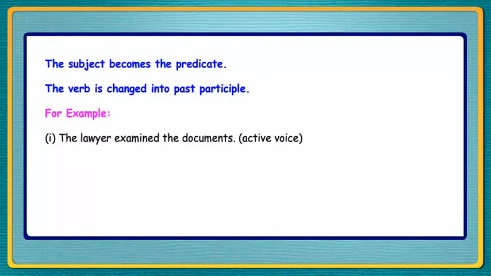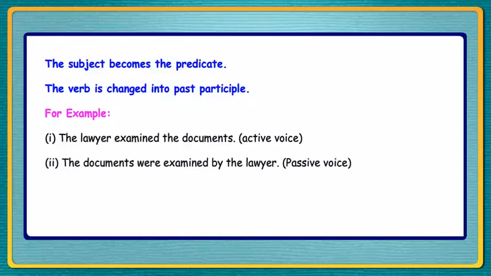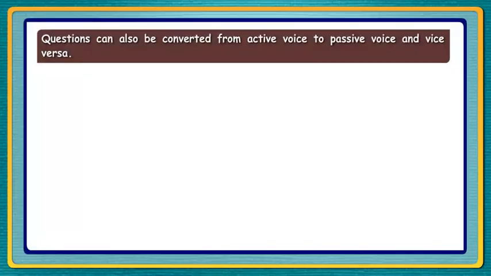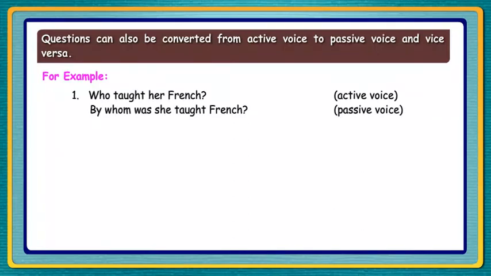For example, the lawyer examined the documents. Active voice. The documents were examined by the lawyer. Passive voice. In passive voice, the subject is shifted to the predicate and the verb examined is changed to were examined. Questions can also be converted from active voice to passive voice and vice versa. For example, who taught her French? Active voice. By whom was she taught French? Passive voice.